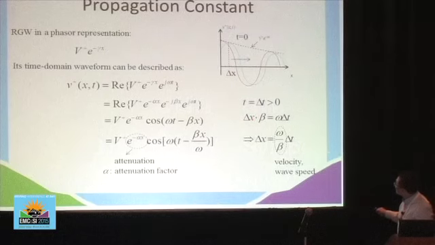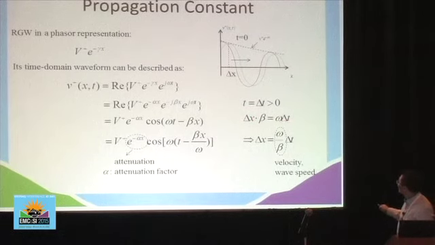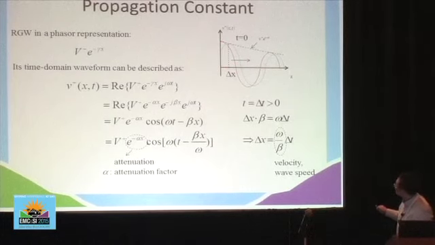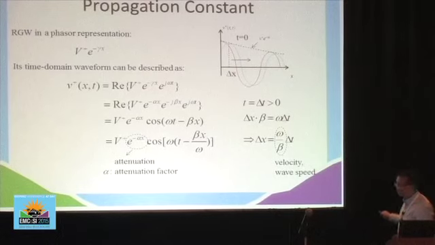Delta x times beta must equal omega times delta t. Or in other words, this peak value propagates from x equal to 0 to x equal to delta x. This delta x is related to delta t by this term.